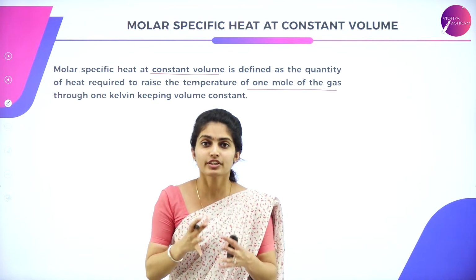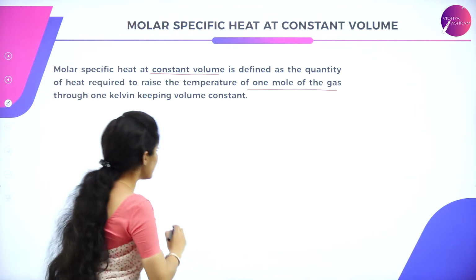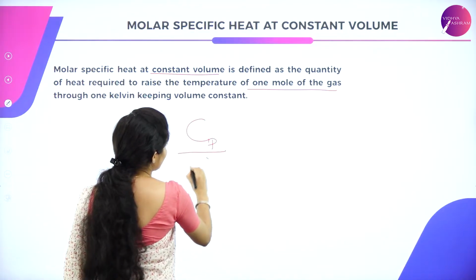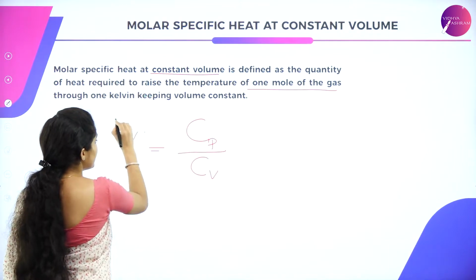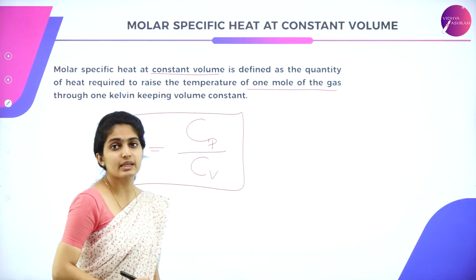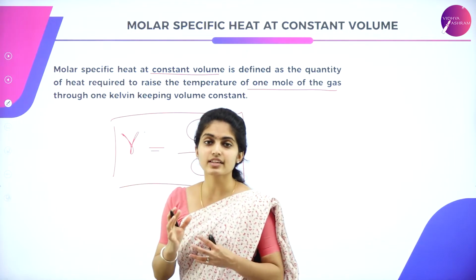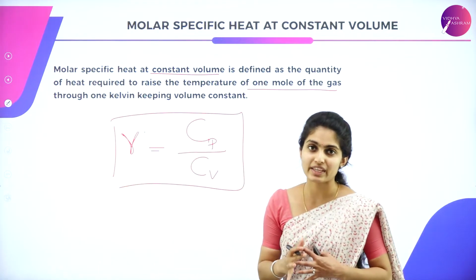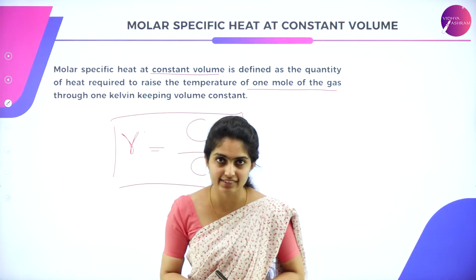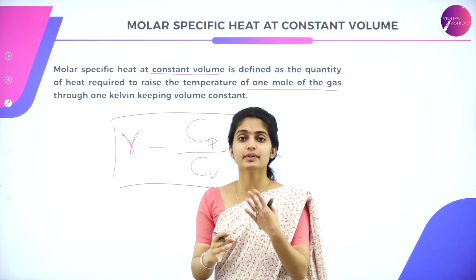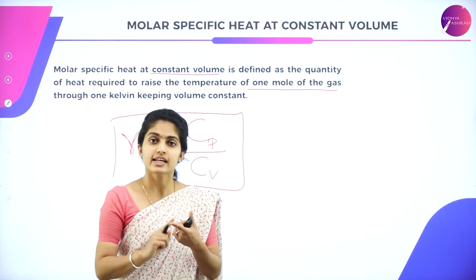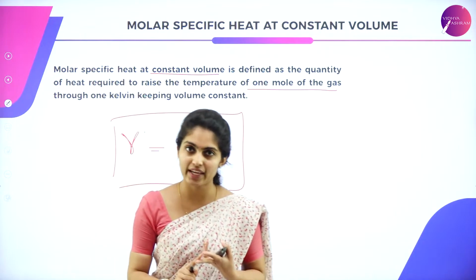We find out the ratio of the specific heats. The ratio of the two specific heats, Cp by Cv, is given by gamma. Gamma is equal to Cp by Cv. This is nothing but the ratio of two specific heats. It always depends upon the atomicity of the gases. So how does it depend on the atomicity of the gases? We have monoatomic gases, diatomic gases and triatomic gases.